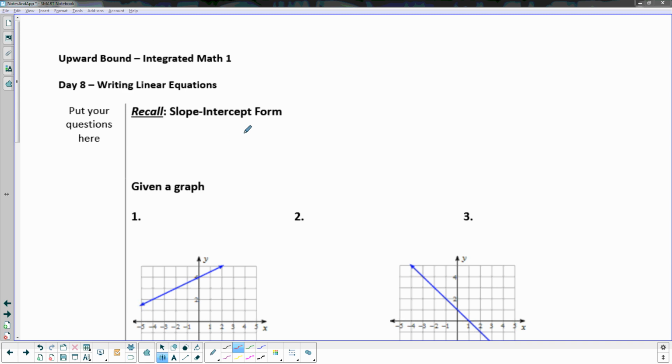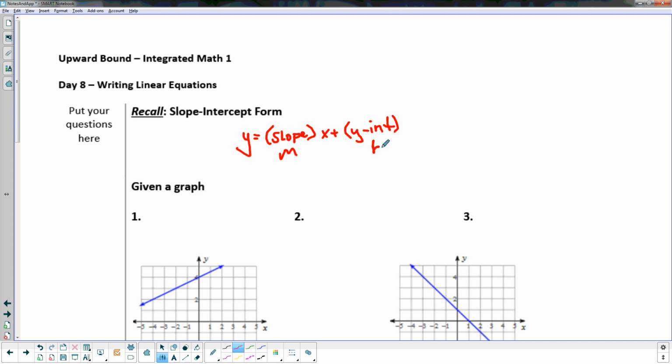So remember that slope-intercept form is y equals our slope, which we call m, times x plus our y-intercept. And we call that y-intercept b.